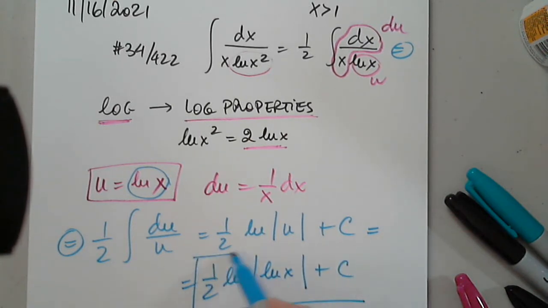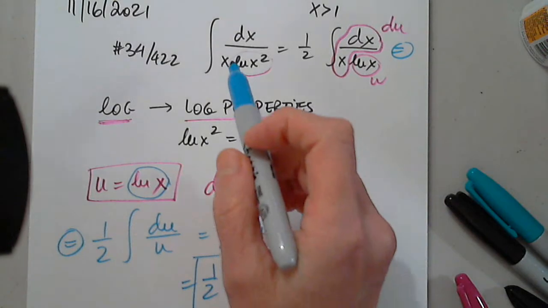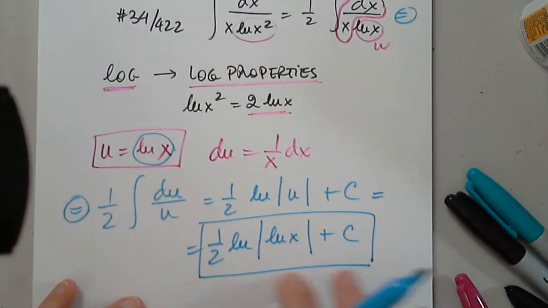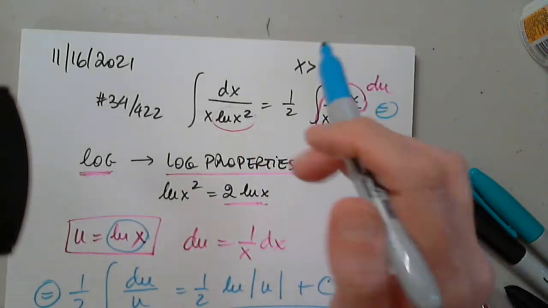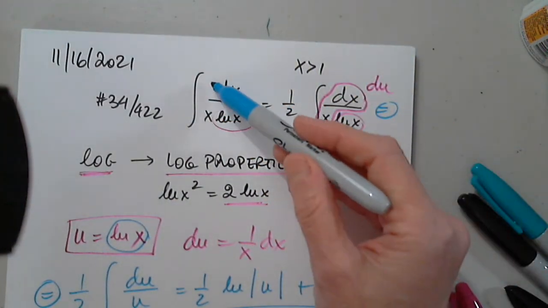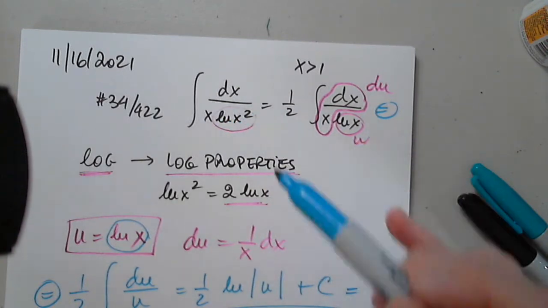And this is it. And remember, for indefinite integrals, we can always verify. If I differentiate this, I have to get 1/2 x natural log x, rewritten as 1 over x natural log x squared.